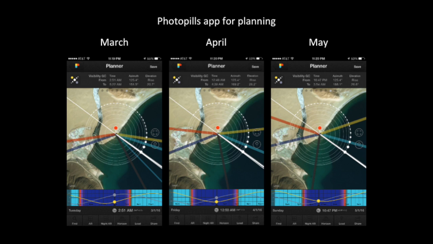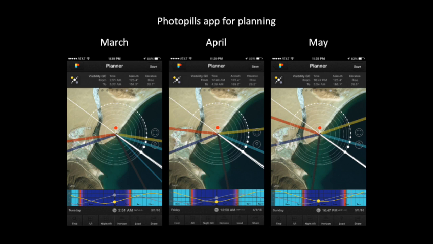The first screenshot, which shows the month of March, says the visibility of the GC. GC is nothing but the galactic core, from 2:51 a.m. to 5:22 a.m. What this means is at about 2:51 a.m., the Milky Way core will be visible just above the horizon. From here till 5:22 a.m., it will rise up. As seen in this diagram, the white line and the white dots are the Milky Way on the horizon. It rises from there, and slowly moves from southeast to south, and you can see the Milky Way rising up in the sky.